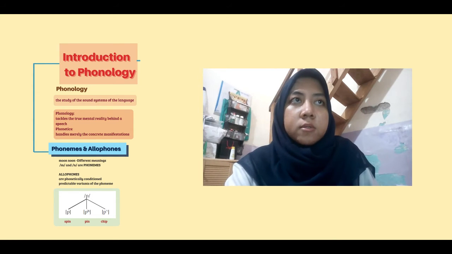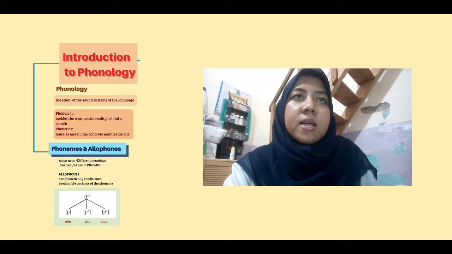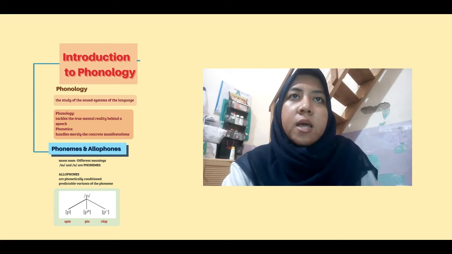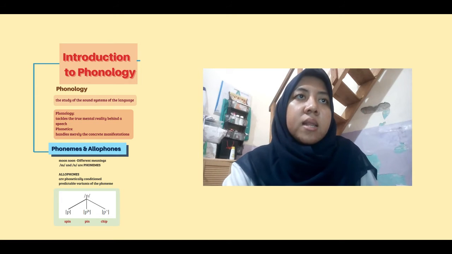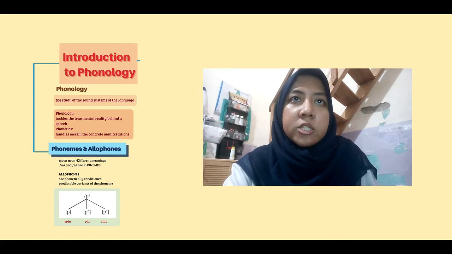What about allophones? Allophones are the predictable surface elements of the phonemes, or in other words, allophones are phonetically conditioned, predictable variants of the phonemes. Let's take the phoneme p as an example and see this graph. We can say that the phoneme p is realized as the allophone aspirated p, word initially like pin, also as the allophone unaspirated p in an initial cluster following s like spin, and lastly as the allophone diacritic p at the end of a word like chip.